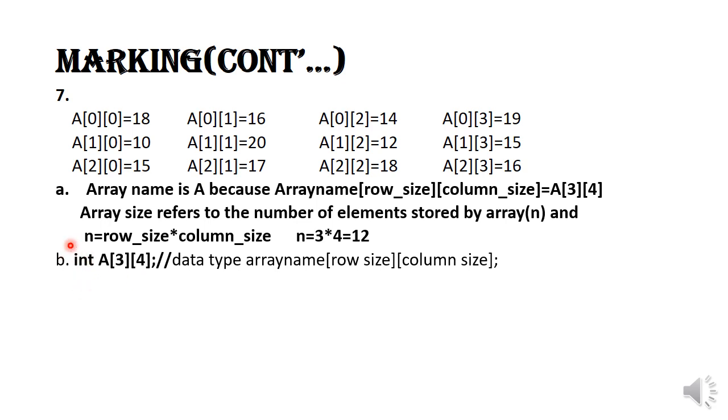So this is the C++ declaration of this array. We have int, which is the data type. We have the name of this array, because the array name is A. We have also the row size, which is 3, embedded in braces, and also the column size, which is 4. Here we have also a semicolon.